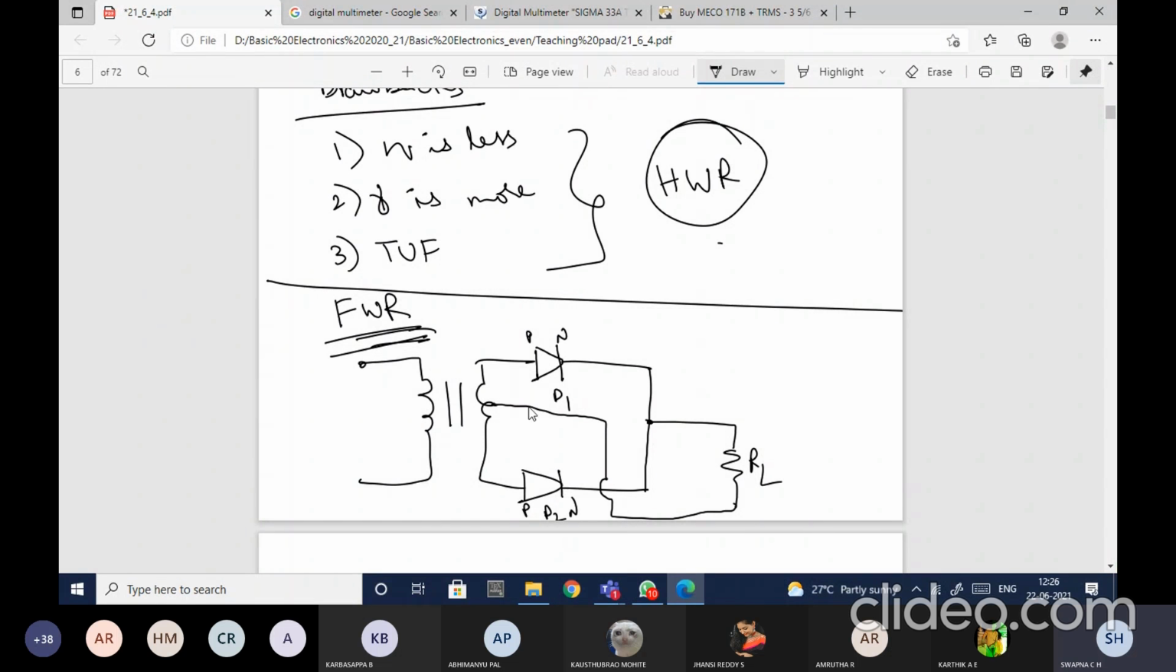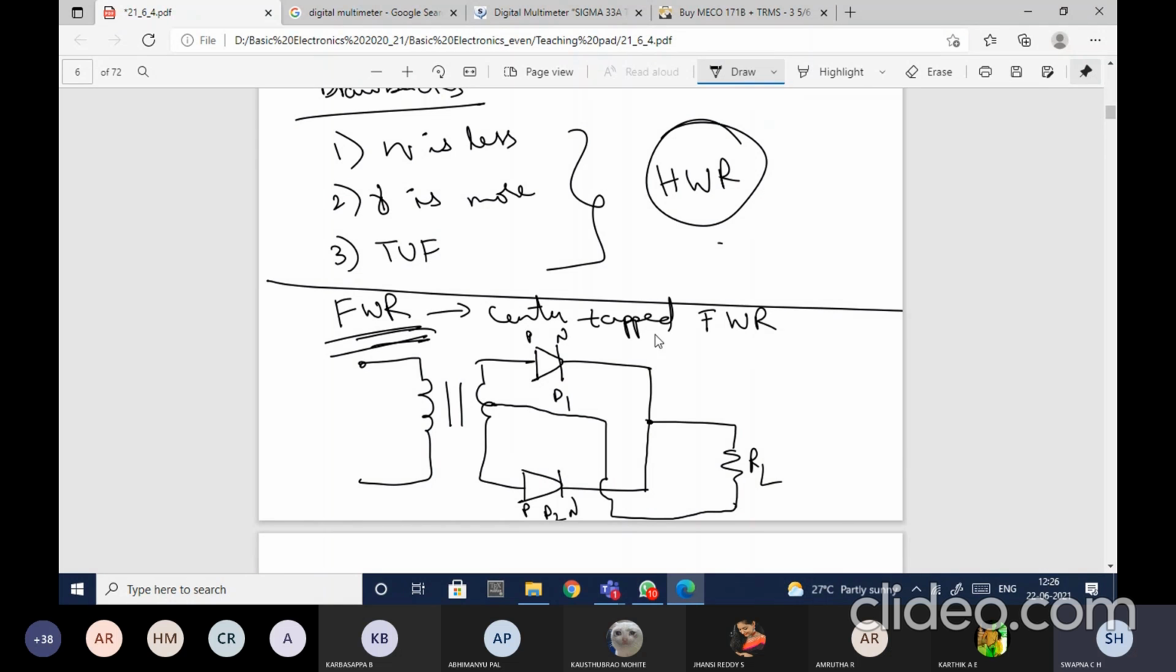Whatever we have done for the half wave rectifier, you need to do the same thing for the full wave rectifier as well. We'll analyze this. Efficiency, transformer utilization factor, ripple factor, everything is good for the full wave rectifier. This is the full wave center tapped, or we call it a center tap full wave rectifier.